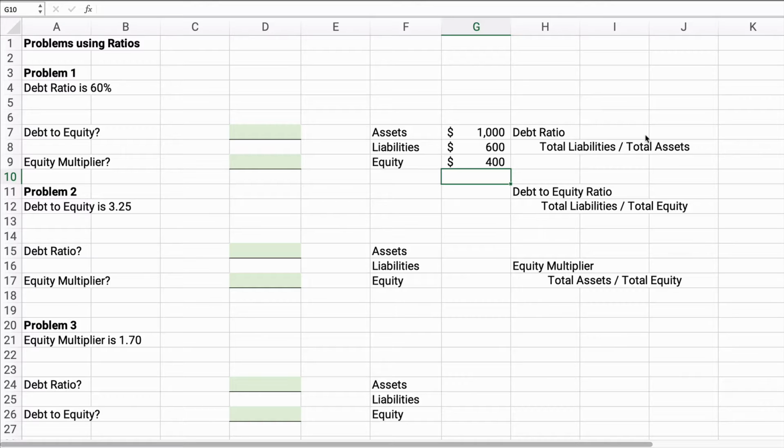It doesn't matter what number you pick. You can pick 100 or 1,000. Those are easy to do. It could be 5,000 and just run 60% times the assets. That's the debt. Well, what is debt to equity?